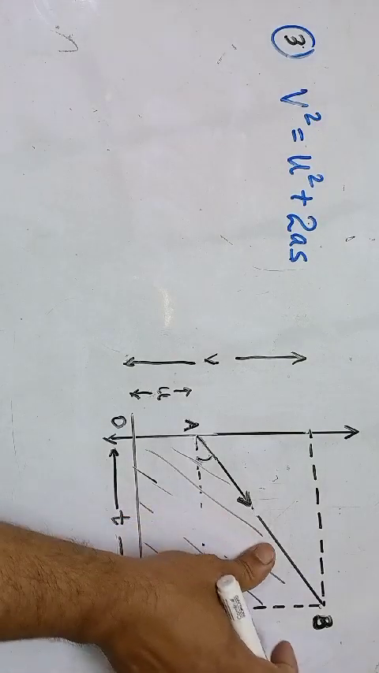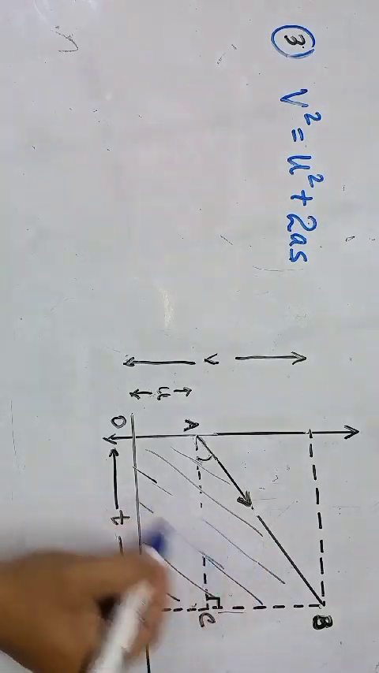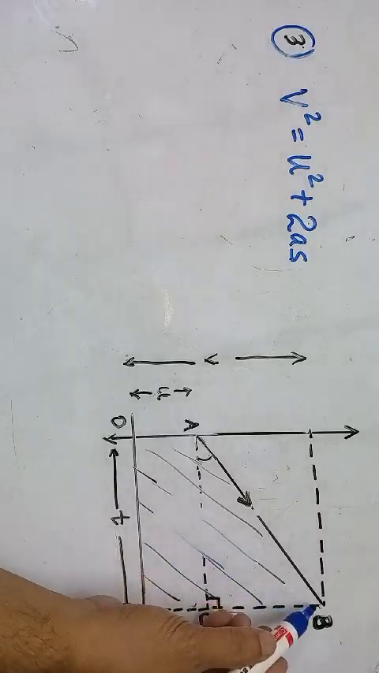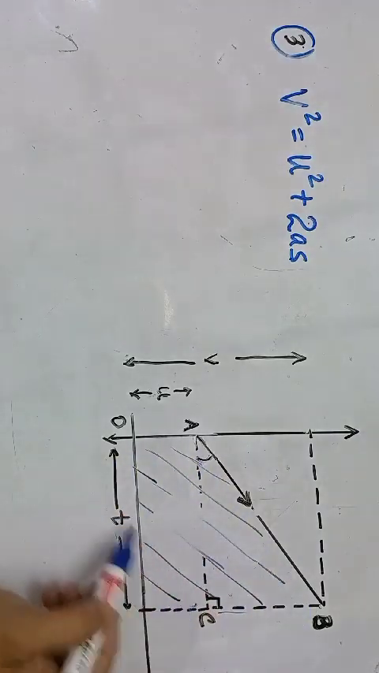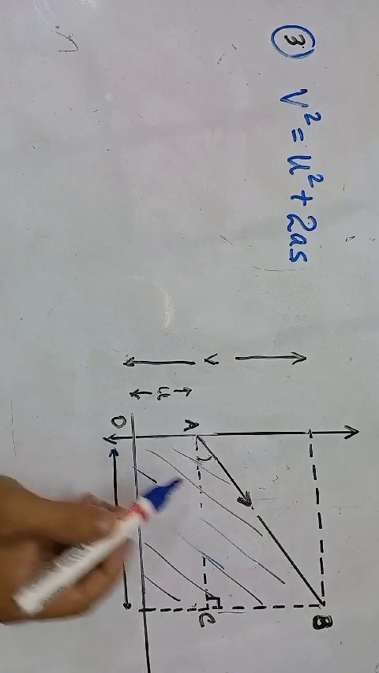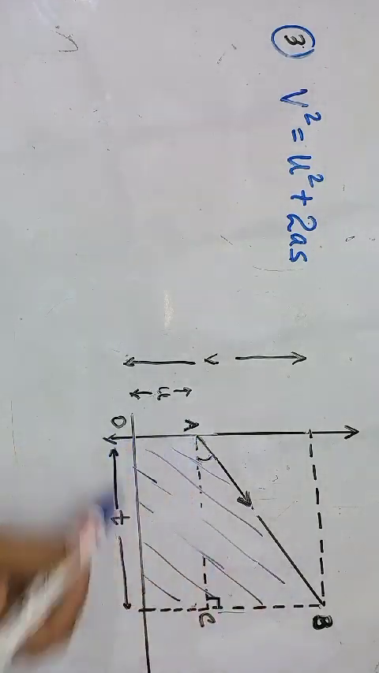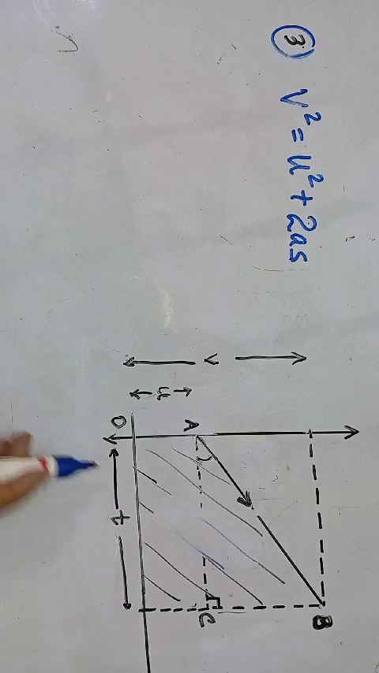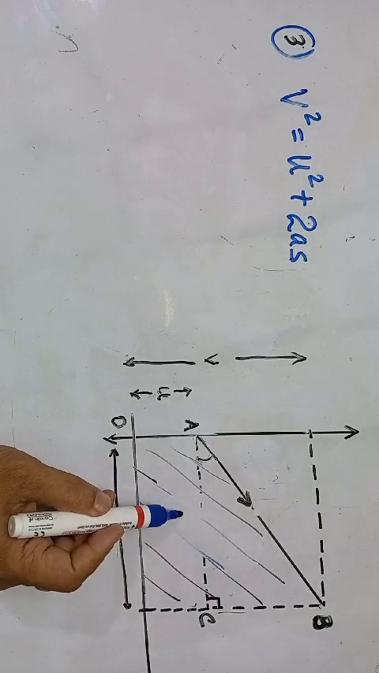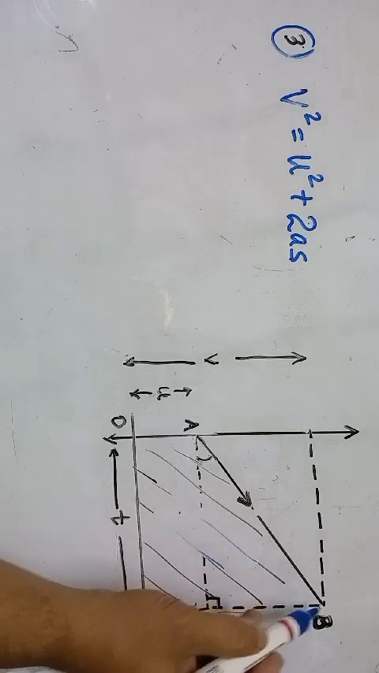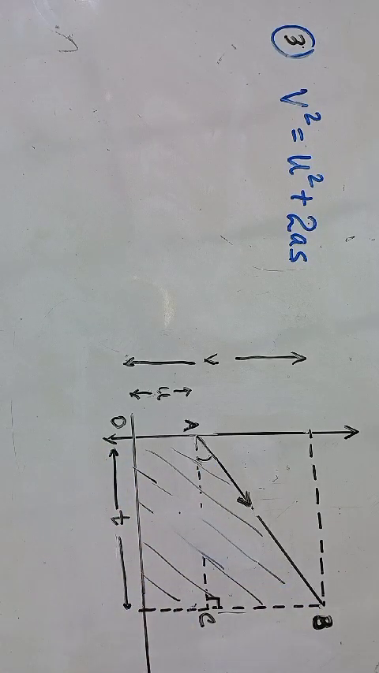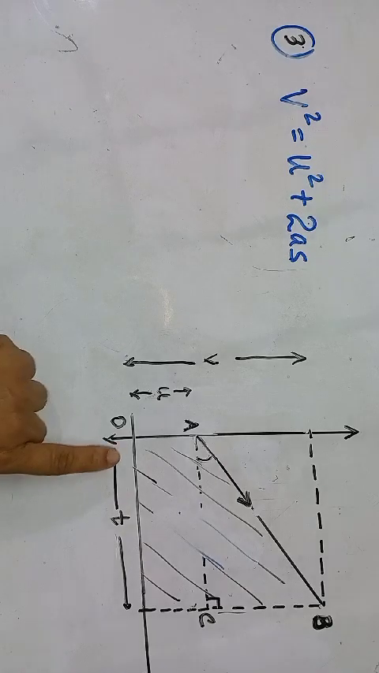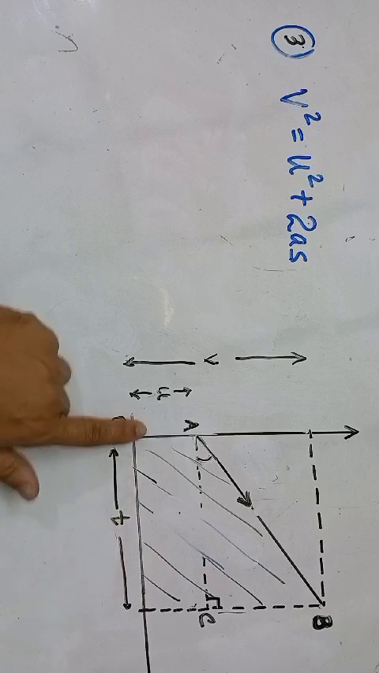At the same time, you can also use another concept. If you consider the displacement under this motion to be the whole area, you will see that this whole area can be taken in terms of a single shape, which is a trapezium. These are the two parallel sides, and these are the two non-equal and non-parallel sides. You can see that there is a perpendicular distance also between the two parallel lines.